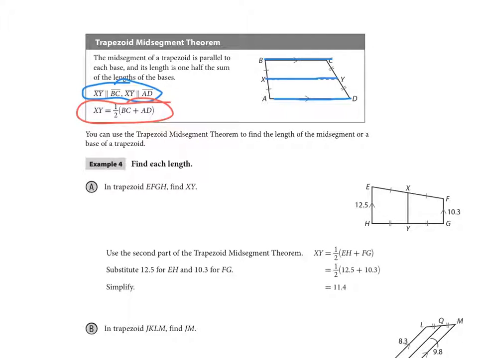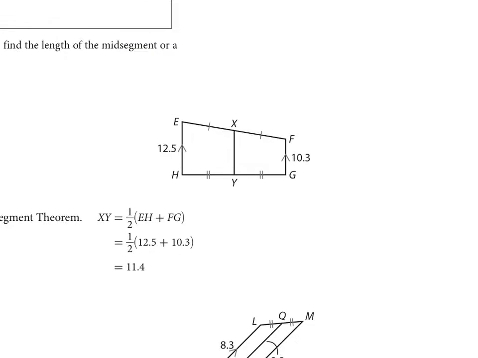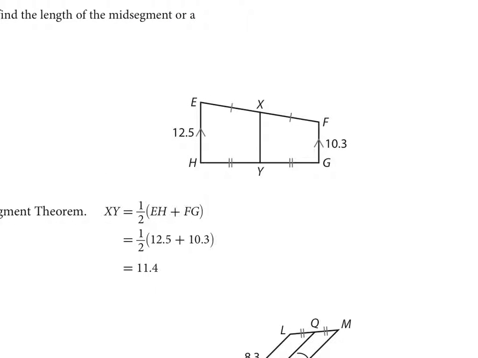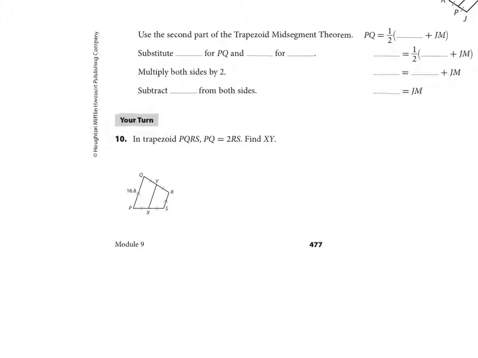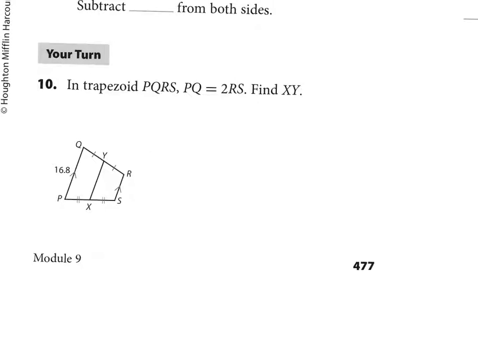So if we look down here, it's telling us that this is parallel to these. And so I know that XY is going to be 1/2 times 12.5 plus 10.3. And that's all there is to that one. So I want you to try this one on the page, number 10 on 477, and come back and check your answer.